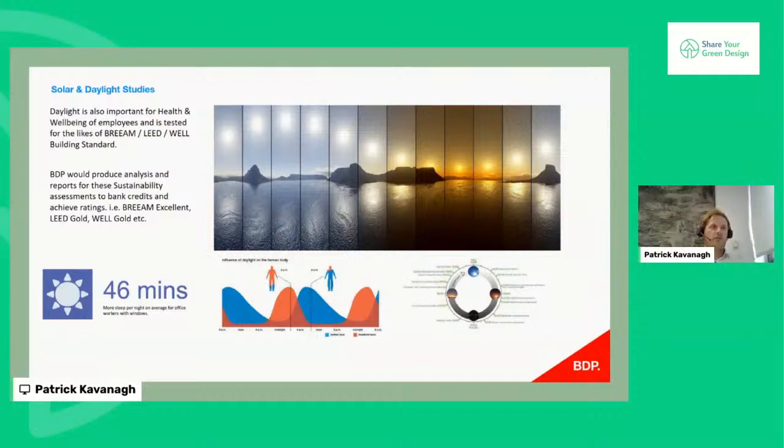The influence of the circadian rhythm of natural light on the human body is well researched, and there's lots of data out there. The WELL Building Standard, for example, states that on average, office workers who have good access to daylight and are close to windows get 46 minutes more sleep a night than someone who doesn't.